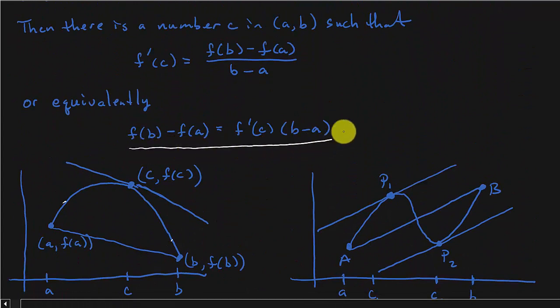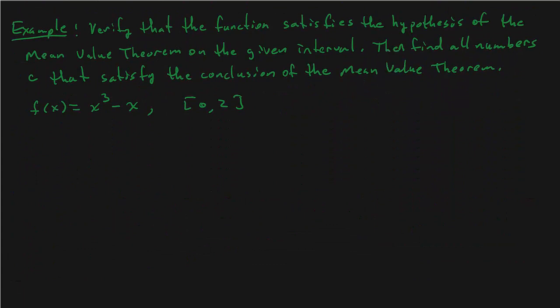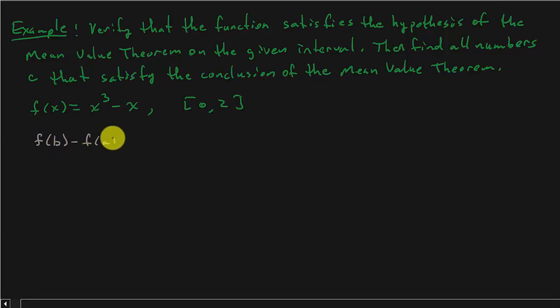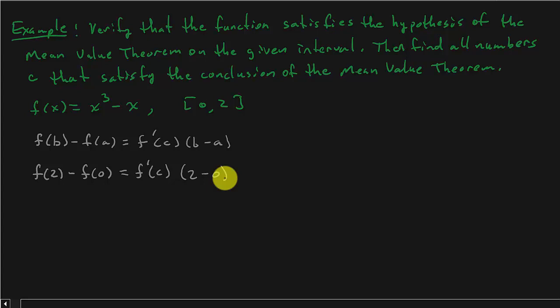All right, we're going to use this right here to work the problem. f(b) minus f(a) is equal to f'(c) times (b minus a). So for our problem, that would say f(2) minus f(0) is equal to f'(c) times (2 minus 0). So we need to find all this information to plug in.